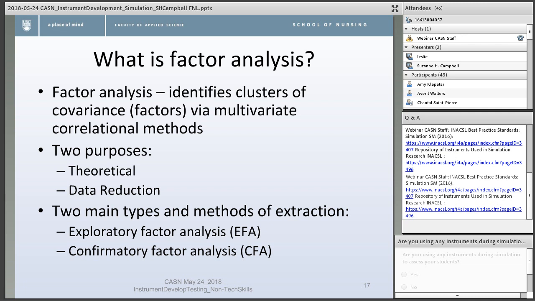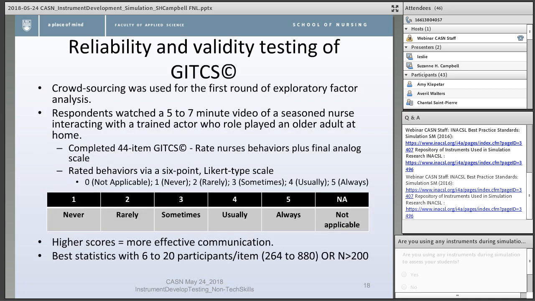And then the next is for data reduction. You'll notice we started with 44 items. Initially, we had about 80. And that is typical. You continue to decrease and reduce, so you're tweaking to get the best representing items. There are two main types and methods to extract and use factor analysis. One is exploratory and one is confirmatory, and we used a combination of both.